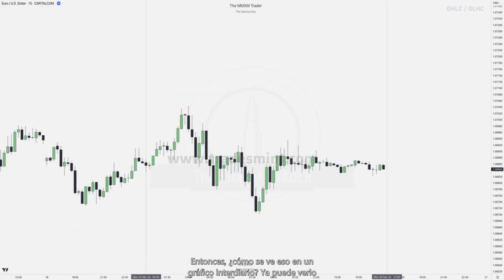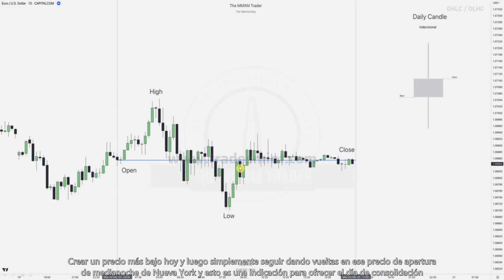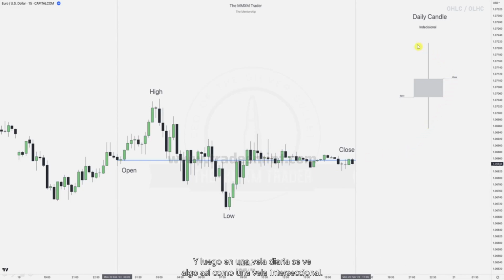So how does that look like on an intraday chart? You can already see it when we draw out that New York midnight opening price. It's just straight up, down, down, right? So we're creating a high of the day, going back to that New York midnight opening price, creating a low of the day, and then just keep hanging around that New York midnight opening price. And this is an indication too of a consolidation day. And you can also say it's kind of a seek and destroy profile, because we just run buy stops and sell stops and return back into the range. And then on a daily candle, it looks something like this as an indecisional candle.